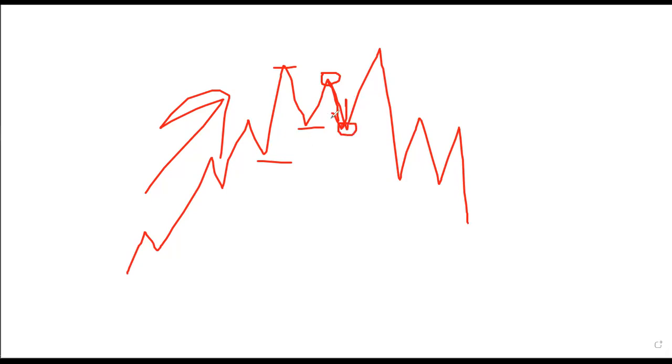Why? Because the market failed to make a higher high at this area here, coming off this higher low. So there isn't really much confirmation telling you that there's enough momentum still sitting in this move for the market to make a higher high. That doesn't necessarily mean that the market will not make a higher high, but it's of lower probability that it would. Remember, we're playing a probability game.